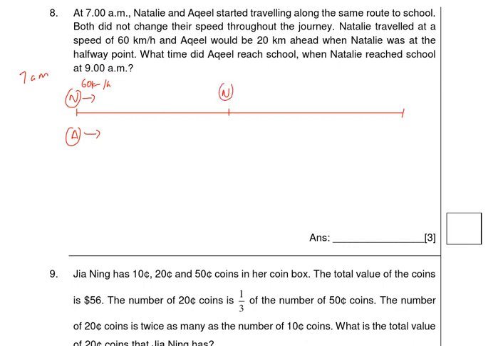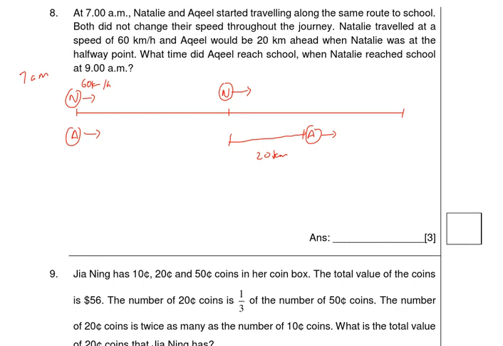Natalie. Akil will be 20 km ahead. So from this we know that who is traveling at a faster speed? Akil, right? Akil is traveling at a faster speed.